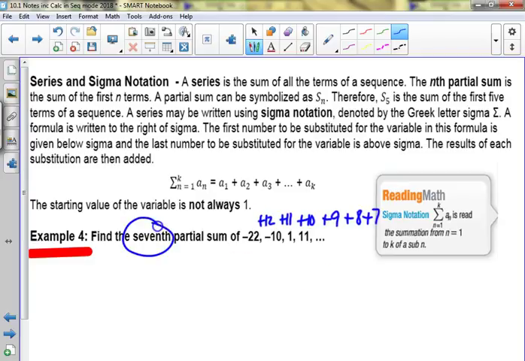Okay, we're to find the 7th partial sum. What does that mean? Anybody get that partial sum business? It just means find the sum of the first 7 terms.